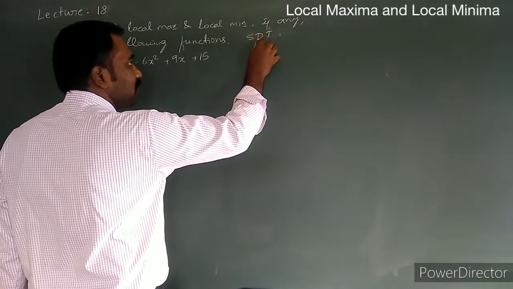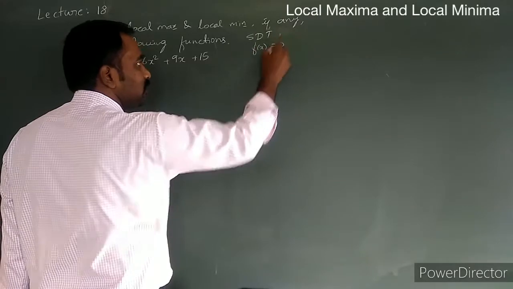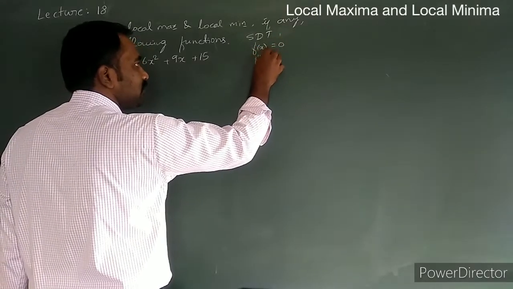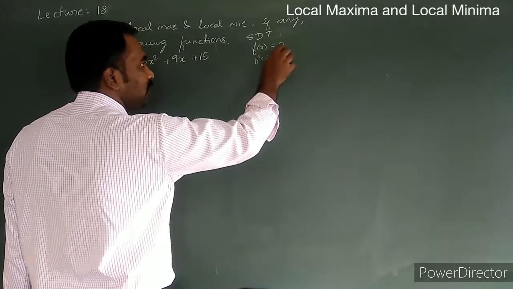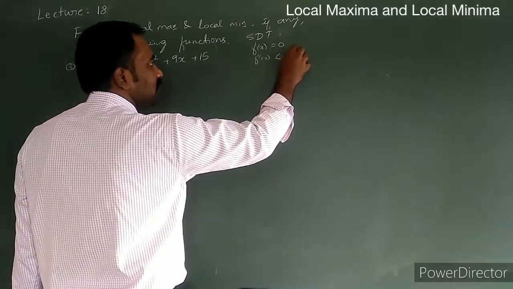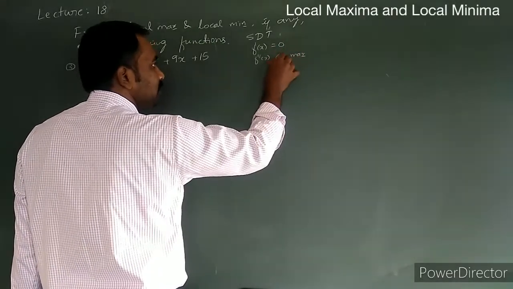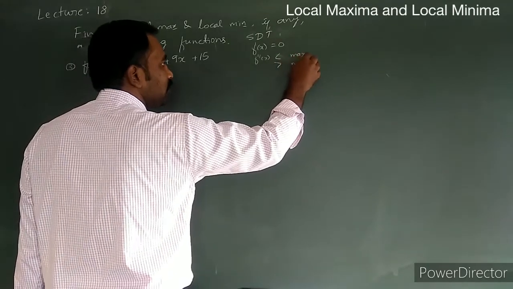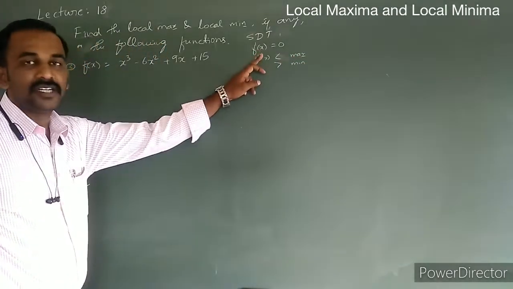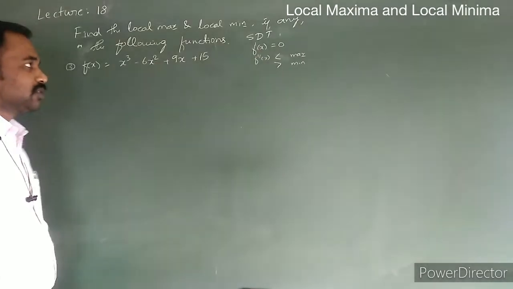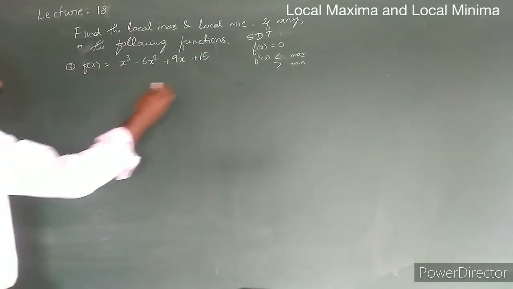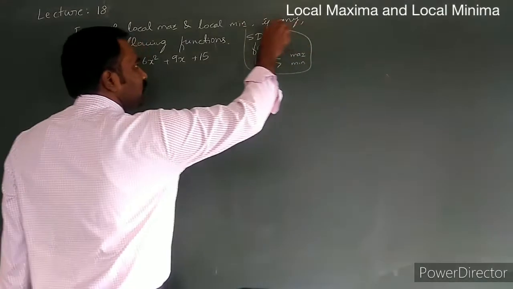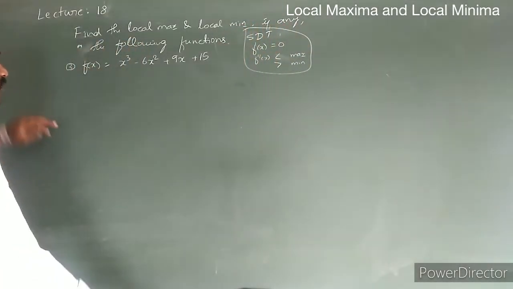So first find f dash of x and equate it to 0, then f double dash of x, and check whether it is a positive value or negative value. If it is negative, it is the local maximum value. If it is positive, it is the local minimum value at the critical points where f dash of x is equal to 0. Just remember this one, and we can easily solve the problem.